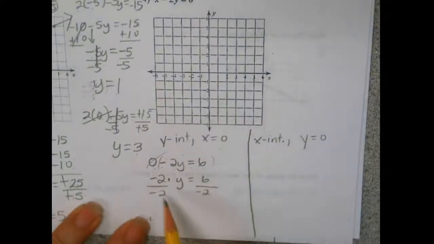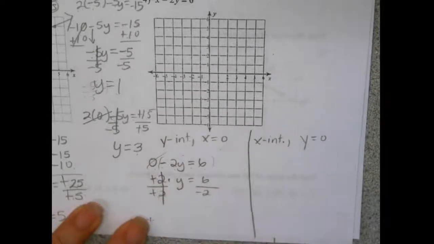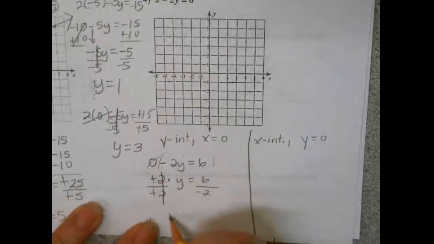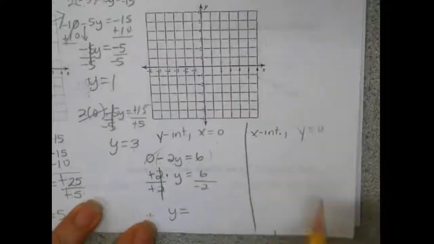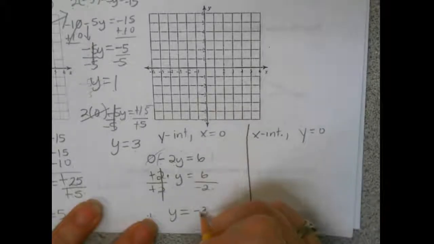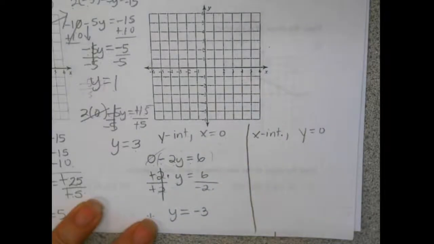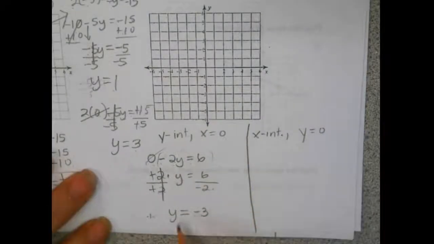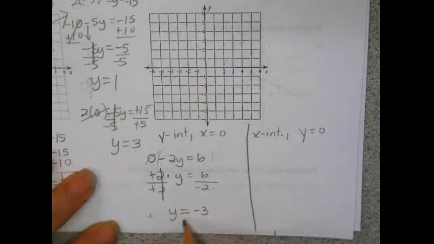So negative 2 divided by negative 2, they become positive 1, right? So y is going to be equal to, now let's look at the right side. What is 6 divided by 2? Negative 3, because a positive and a negative become a negative. Okay, so when x is 0, what's my y value? Negative 3. That's my first ordered pair.